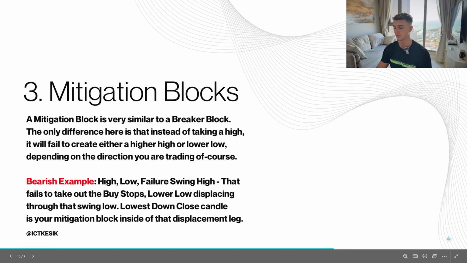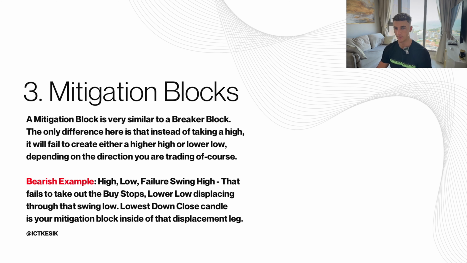Let's move on to mitigation blocks. A mitigation block is very similar to a breaker block. The only difference here is that instead of taking a high, it will fail to create either a higher high or a lower low, depending on the direction you are trading. So let's give you a bearish example. You have that high, you have that swing low, and then the next high, in which case the breaker block would take the high. With a mitigation block, it will be a failure swing.